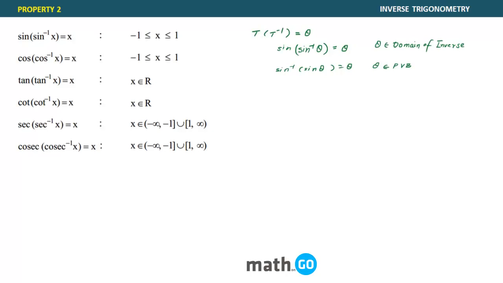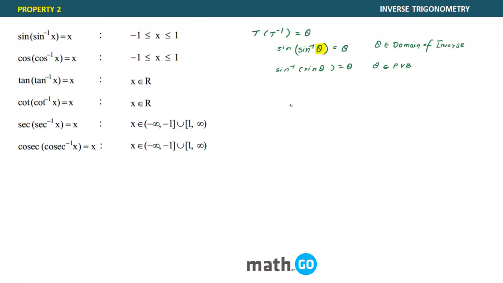Why? Because you can notice here that theta is with the inverse function. So if this does not lie in the domain of the inverse machine, this machine will not work. So that means sine inverse sine x is equal to x only when x lies between -1 and 1.